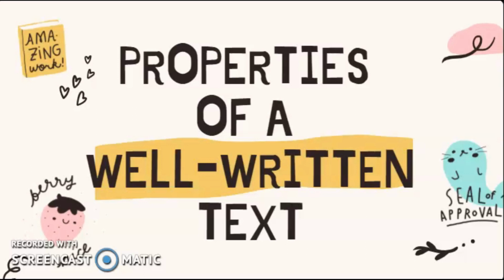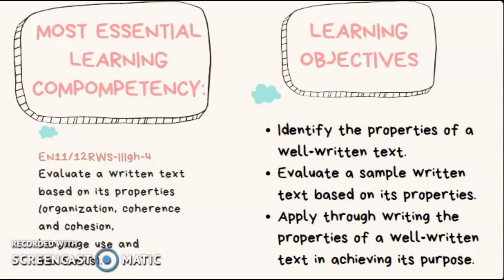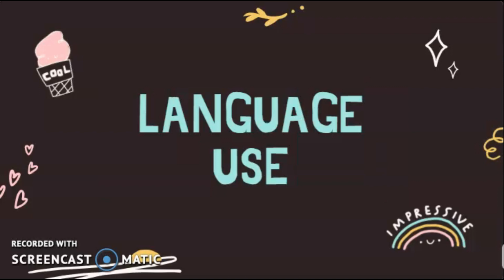For this week, we will continue our discussion about the different properties of a well-written text. So for this week, we will study the next two properties of a well-written text, which are language use and mechanics. Let's start with language use.